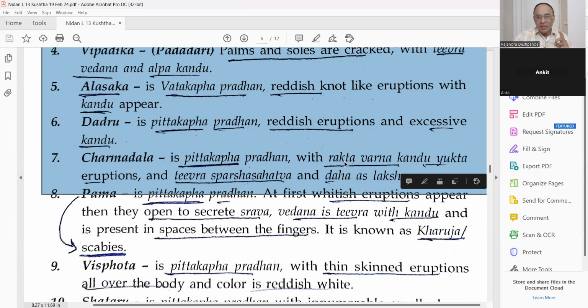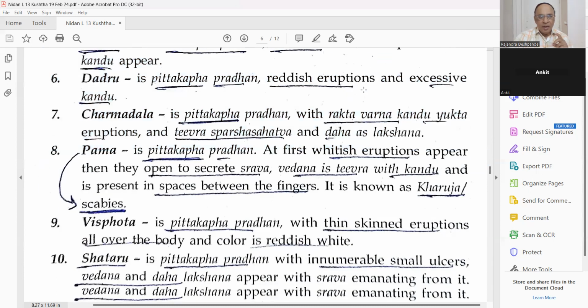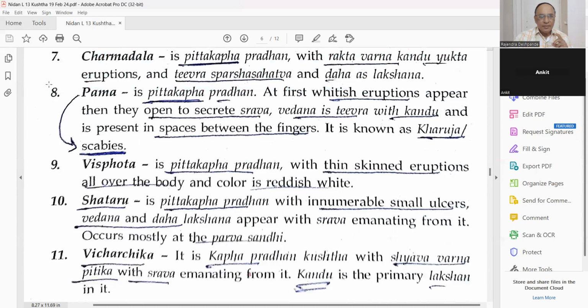Then Rakta Varna, Kanduyukta eruptions are there, and Tivra Sparshasahatva. This is very important. And Dah is also present there. Okay. Now we will go further.